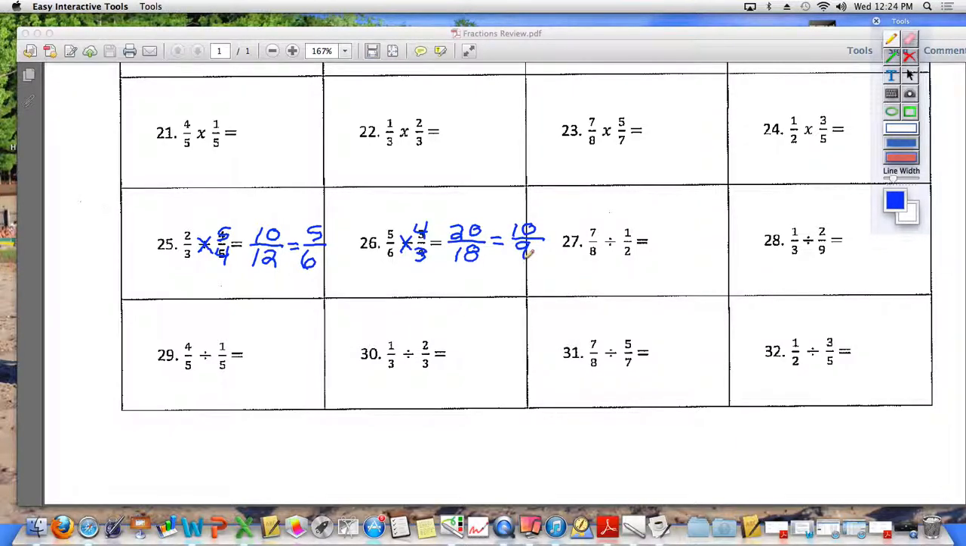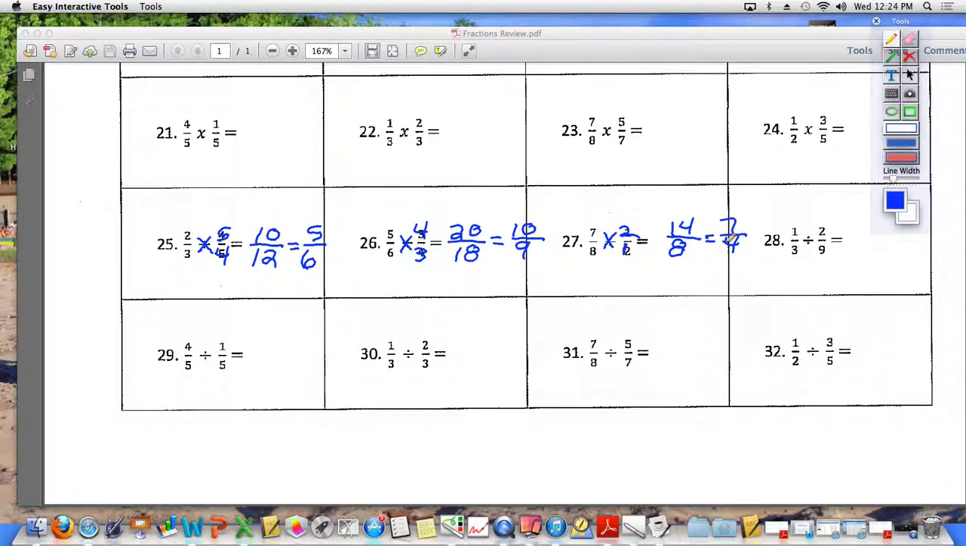Let's just try a couple more, and then I think we have the hang of this. 7/8 divided by 1/2. That really means 7/8 times 2 over 1. So the numerators, 7 times 2 is 14. The denominator, 8 times 1 is 8. And then 14 over 8 reduces to 7 over 4.